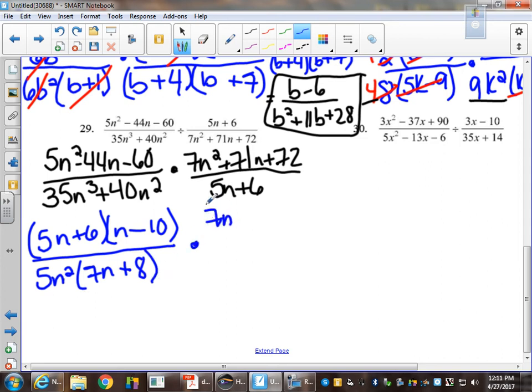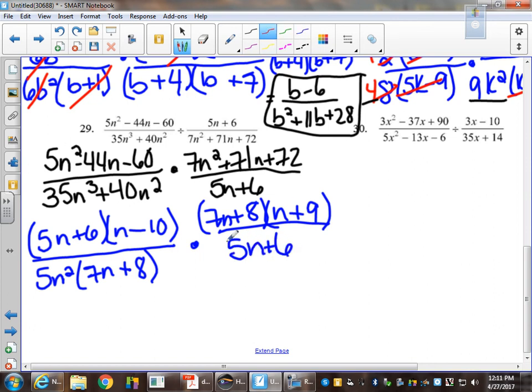Now, factoring out the numerator of our second fraction, we're going to use 9 and 8, because 9 times 8 is 72. We're going to have the 9 here and the 8 here. 8n and 63n will give us 71. They're both going to be positive. Now our denominator, we can stay the same.